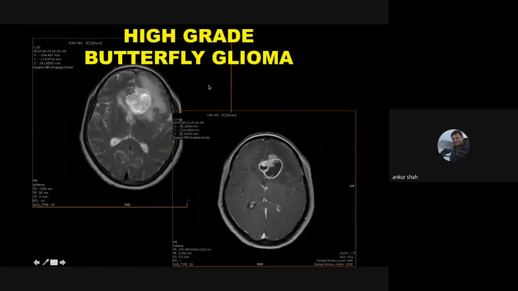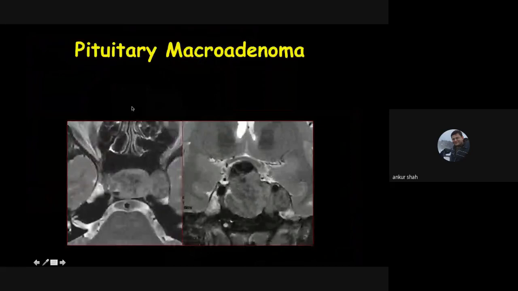While here is the butterfly glioma, that is the glioblastoma multiforme, or GBM, or high-grade glioma, which is extending from one cerebral parenchyma to the other parenchyma through the corpus callosum. So it is the transcallosal extension of the tumor, and it is known as the butterfly glioma.